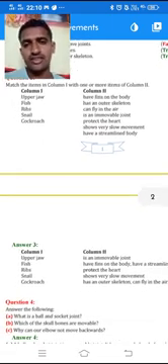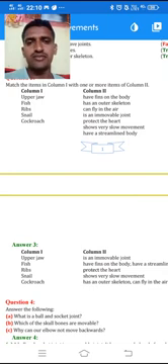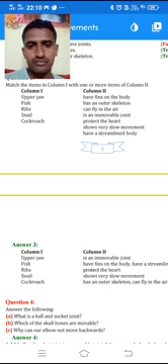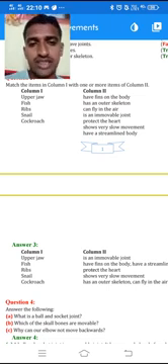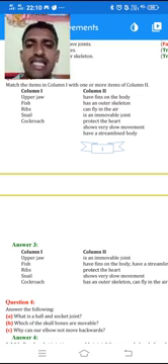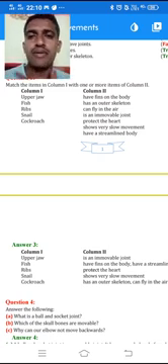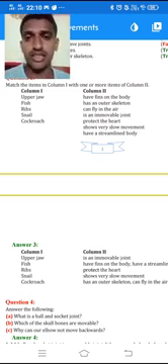Now let's go for match the following. Match the items given in column A with the items given in column B. First one, upper jaw. Look at the options at the back. Upper jaw, is it an immovable or movable joint? Among the options, it is an immovable joint which is fixed to the upper part of our skull. So it's an immovable joint.